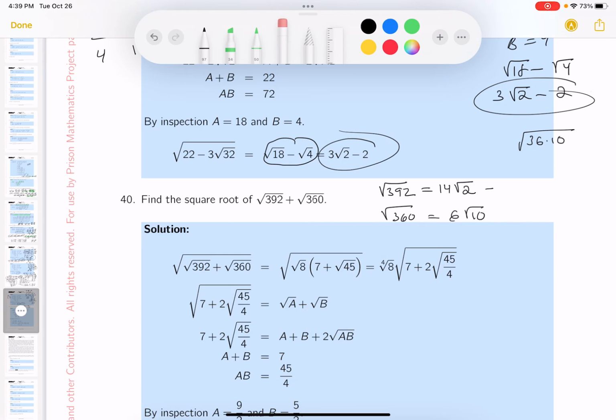All right, let me get my eraser. I did something kind of crazy there. So I'm going to write a little bit differently. I'm going to write down the 392, root 392.